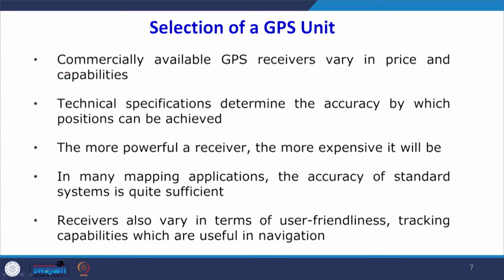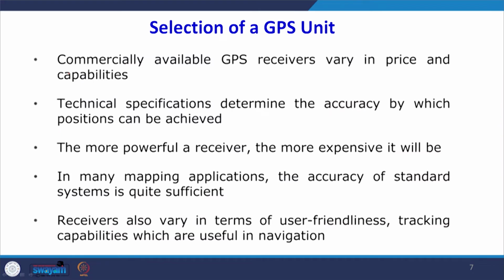In many applications, the accuracy of a standard system is quite different also, because we may require very high accuracy in some applications, we may require moderate accuracy in other applications. And receivers also vary in terms of their use. Some are very user friendly, some have tracking capabilities which are very useful in navigation. So, depending upon the application also, we try to make selection of the receivers.